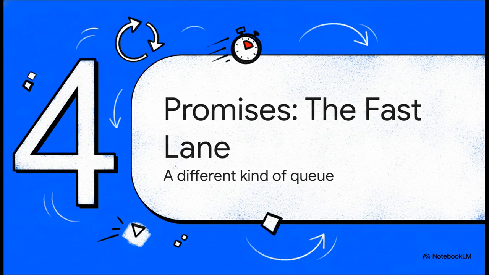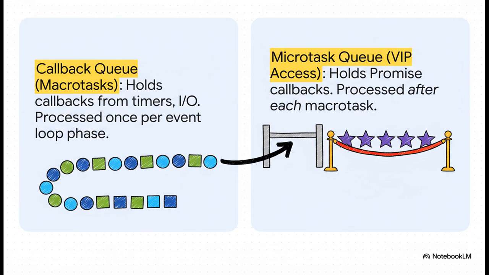Okay, but just when you think you've got a handle on it, modern JavaScript comes along and adds another twist: promises. And it turns out, promises get special treatment. Their callbacks don't have to wait in the same line as everyone else. They get to go in the fast lane. This is a huge concept to wrap your head around. We actually have 2 different queues.